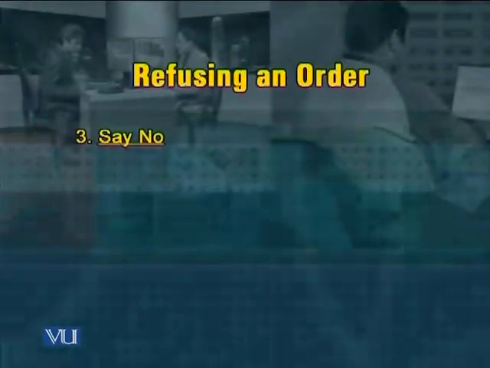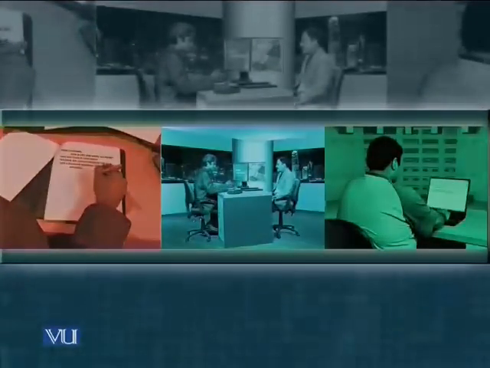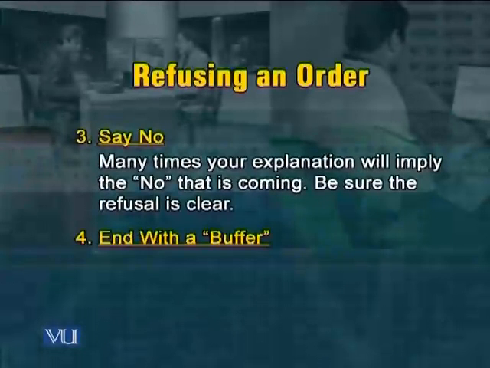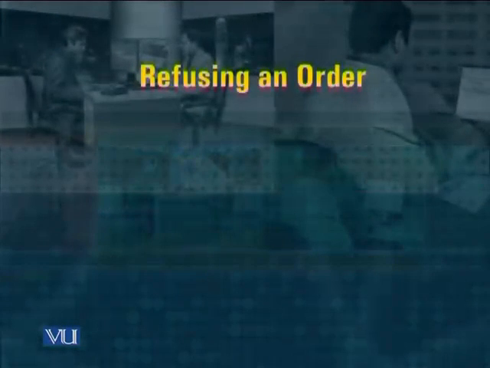Then the third thing is say no. Many times your explanation will imply the no that is coming. Be sure the refusal is clear. As I always say when I discuss the indirect organizational approach, you have to say no, or sometimes it's implied, but it must be there. It must be very clear to the reader what you mean, that you are going to refuse. And then again end with a buffer. Resell your organization, your product. So this is the time again for you to resell your organization.